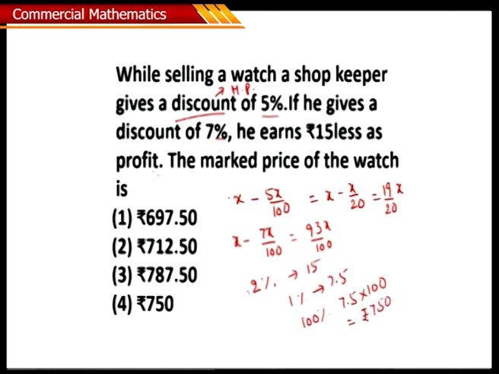Actually, if you calculate like this, it takes so much time. Instead, like the previous problem, go for the difference of 7% and 5%, which is 2. At that time the profit is 15 rupees less. So 2% is giving 15 rupees less, which means 1% will give 7.5. So 100% means 750. That's how you can see that the market price of the watch is 750 rupees. Okay, let us go for one more problem.